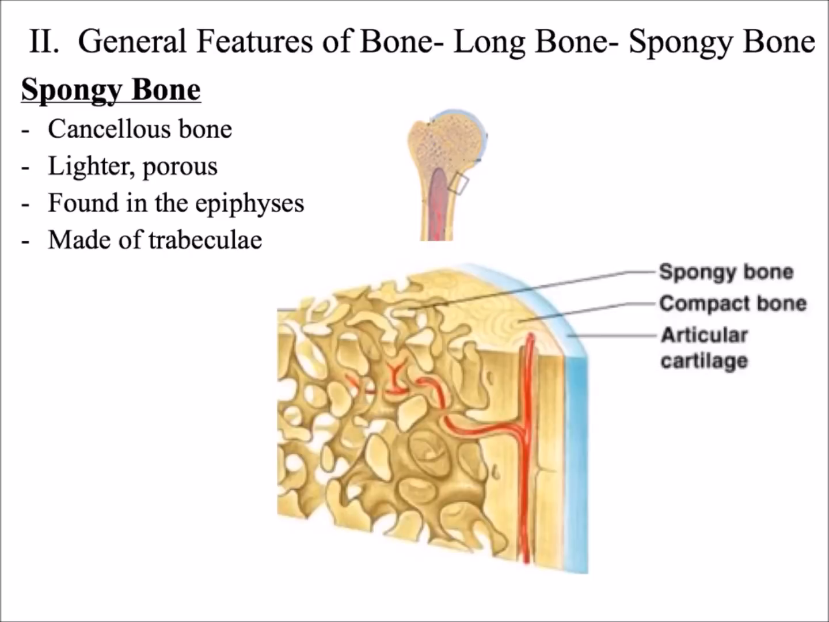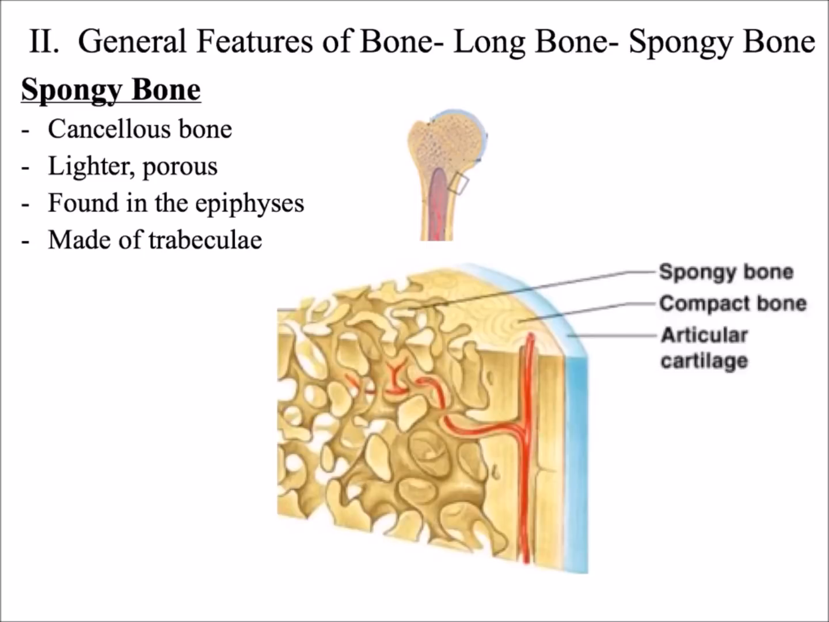It's found in the epiphyses of long bones. Right? So here's an epiphyses, and you can see that there's spongy bone located there. And it's made up of structures called trabeculae, which are bony bars and plates. So these individual structures here, right? These are the trabeculae.